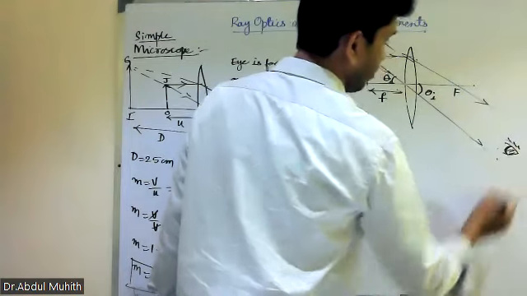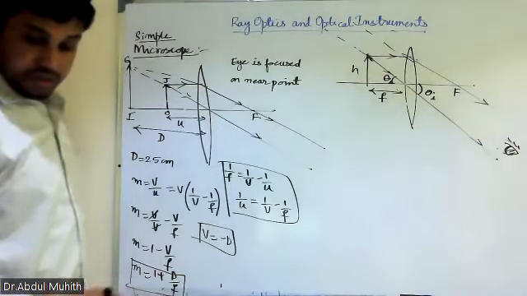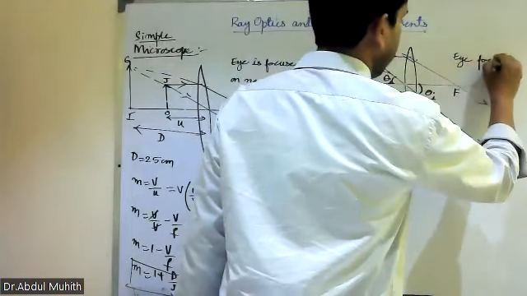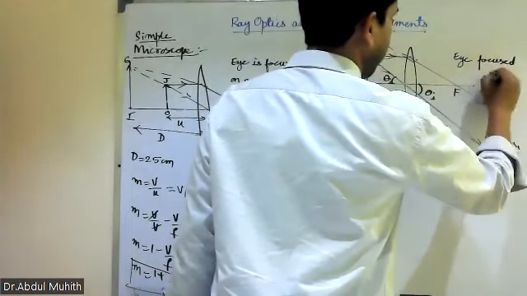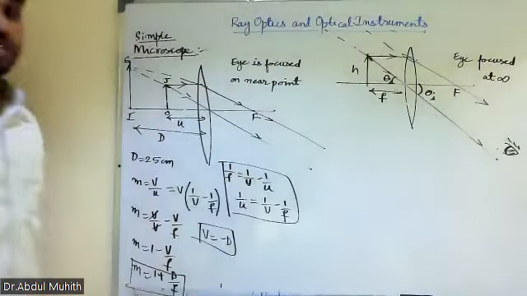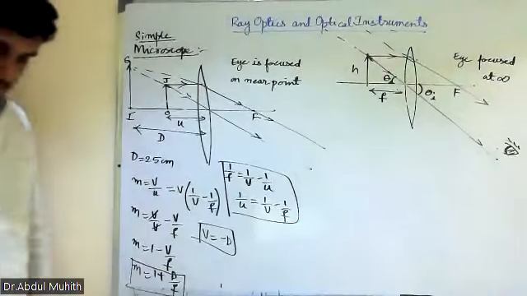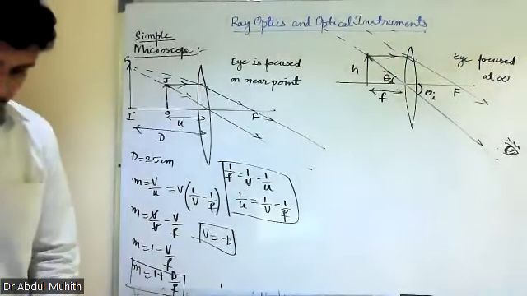This is the eye. Okay, so the image is seen from here. The eye is focused at infinity. This image is formed at infinity now. In that situation, what will happen now? Image is formed at infinity.